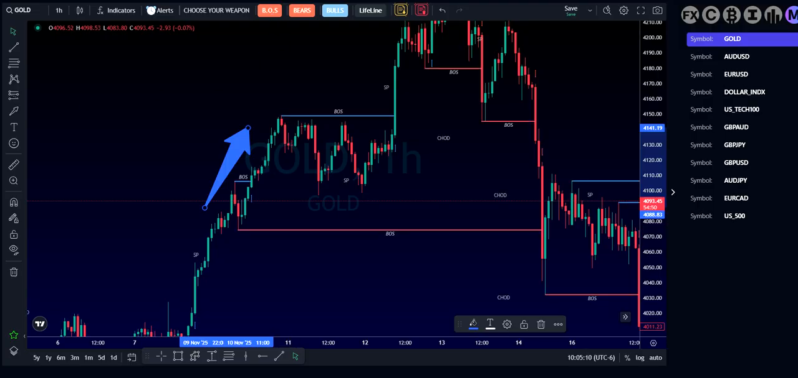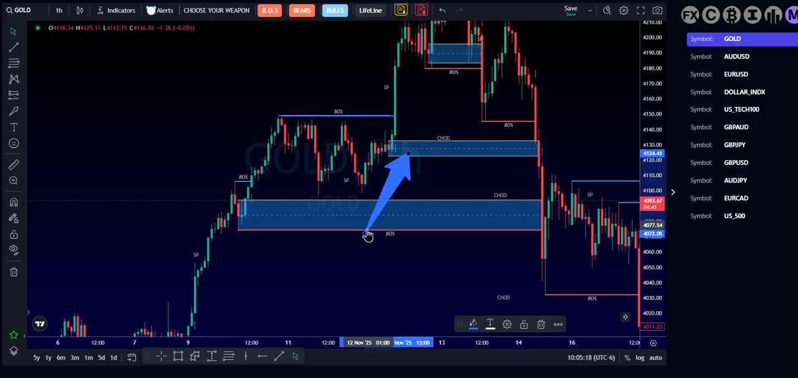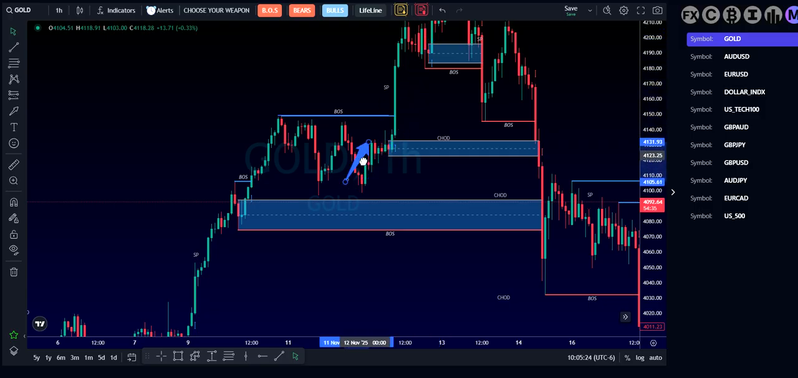Now, the next thing that we notice is that we have a break of structure right here. Okay, break of structure. And then we see in this area, this is my starting point. This is the last sell candle before the buyers went higher.